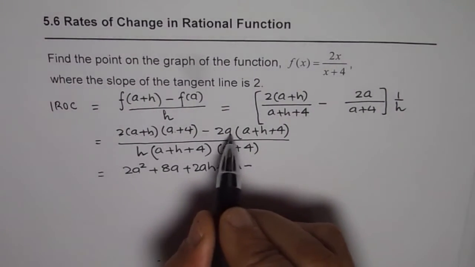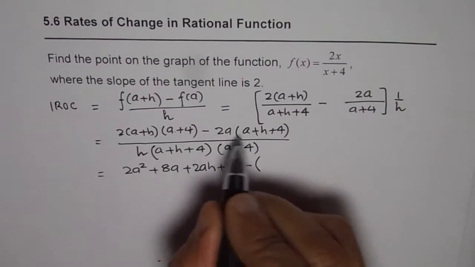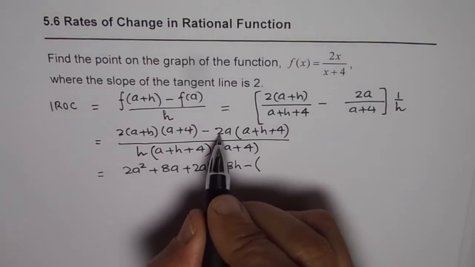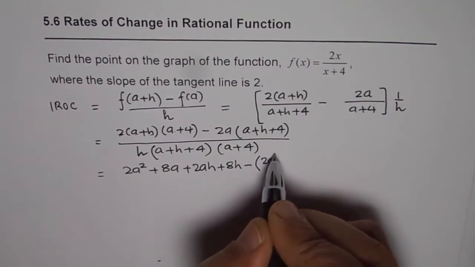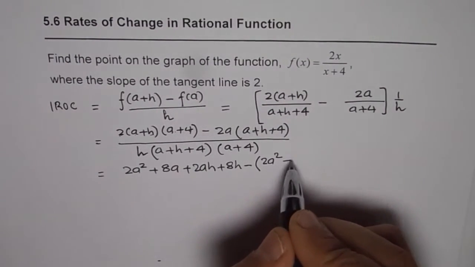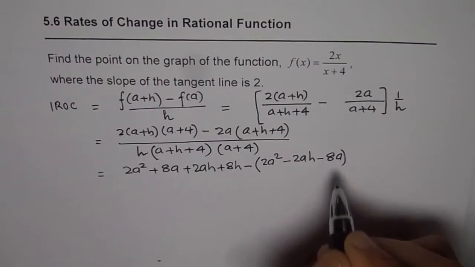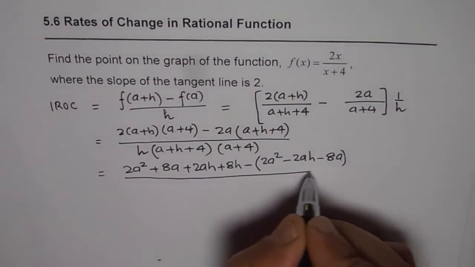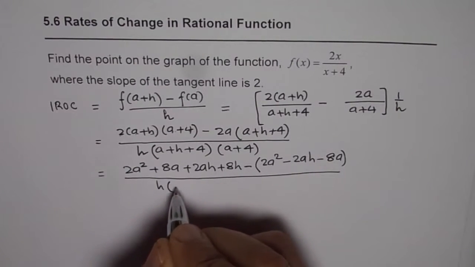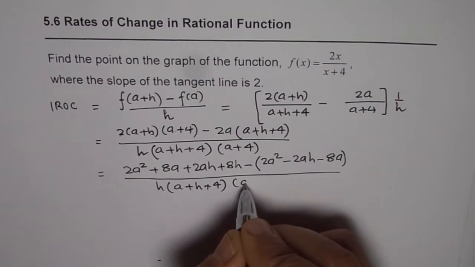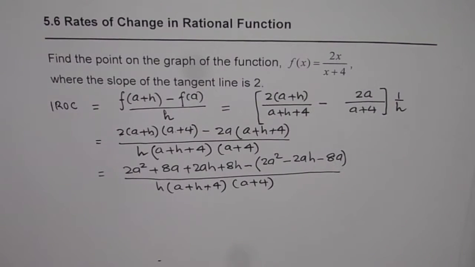So let's multiply these numbers now. We'll put them in bracket. Since this is minus, I don't want to change minus every time. So 2a square minus 2ah minus 8a divided by h times a plus h plus 4 times a plus 4, correct?